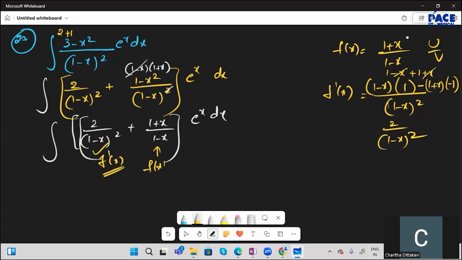Now the question has automatically turned out to be e power x into f of x plus f dash of x, which is nothing but e power x into f of x. So now the final answer is e power x into f of x, which is 1 plus x by 1 minus x, plus c. There ends your question. Done?